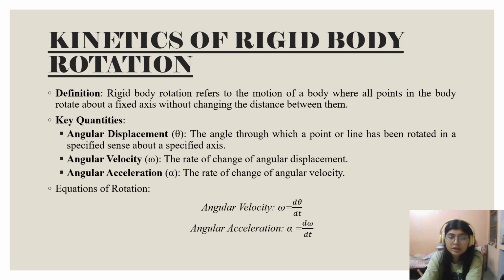The second one is angular velocity, which is the rate of angular displacement. As you can see, here is the formula for angular velocity, that's omega equal to del theta by del t, and angular acceleration, that is alpha, the rate of change of angular velocity. And here is the formula for angular acceleration, that is alpha is equal to omega d omega by d theta.